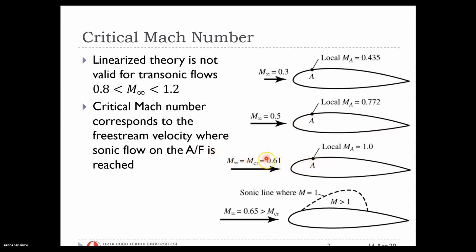This Mach number, which yields sonic speed at the minimum pressure location, is defined as the critical Mach number for this airfoil. And if you further increase the Mach number above the critical Mach number, then you will end up with a sonic line where Mach number is 1, and within the sonic pocket you have Mach numbers greater than 1 here.